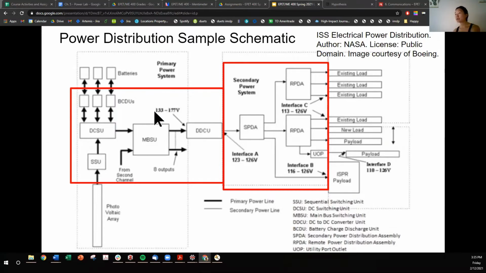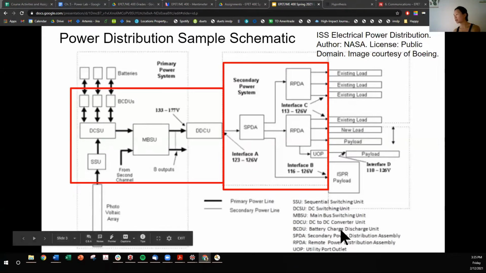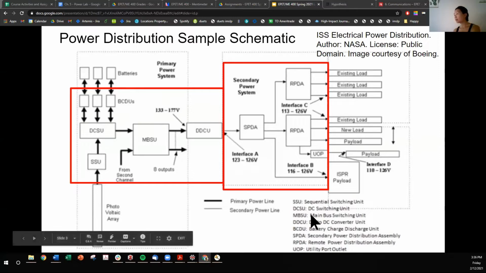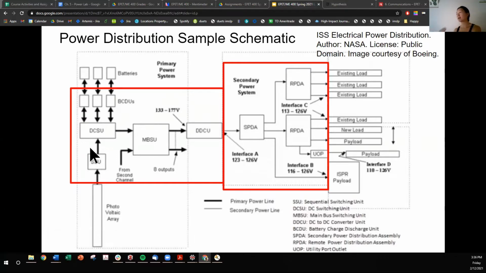So going from the batteries to this unit over here is a BCDU. So I have a legend. It's a battery charge and discharge unit. This battery charge and discharge unit regulates the amount of charge rate, or coulomb per second, that is going to and from the batteries. And then we have a DCSU, so a DC switching unit. A DC switching unit, switching being turning something on and off, or doing something more continuous like toggling between different voltage levels.